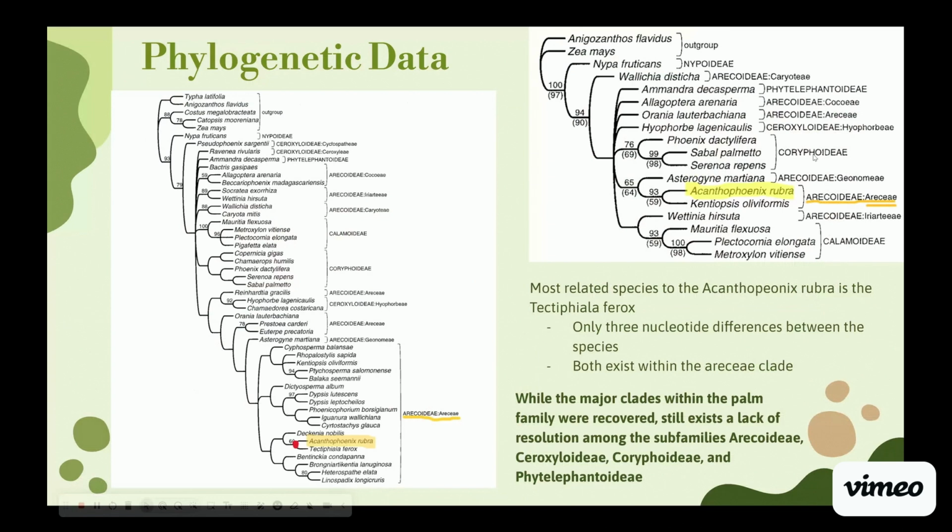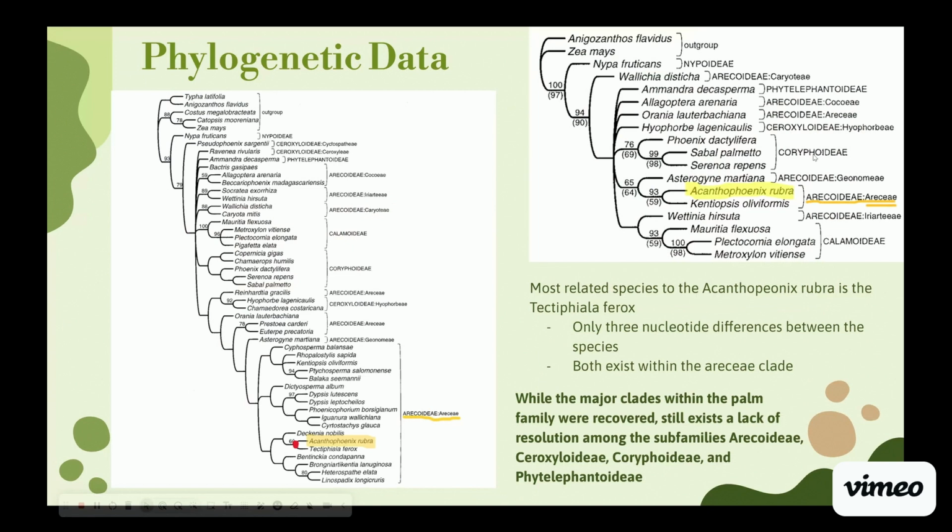Analysis of the phylogenetic data demonstrates that the species most related to the barbel palm is the Tectiphiala ferox, as notated through the most recent common ancestor indicated by the red dot on the tree on the left. There are only 3 nucleotide differences between these species, and they both exist within the Arecaceae clade.